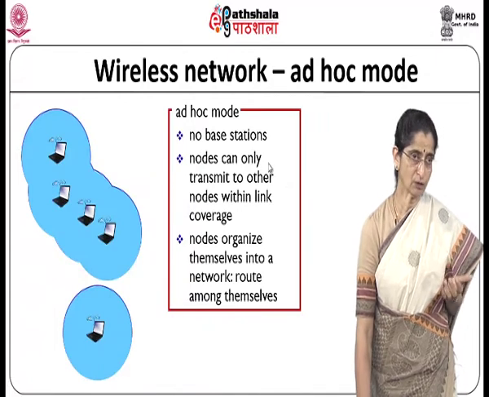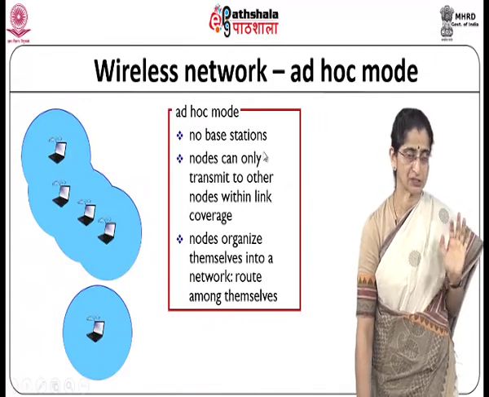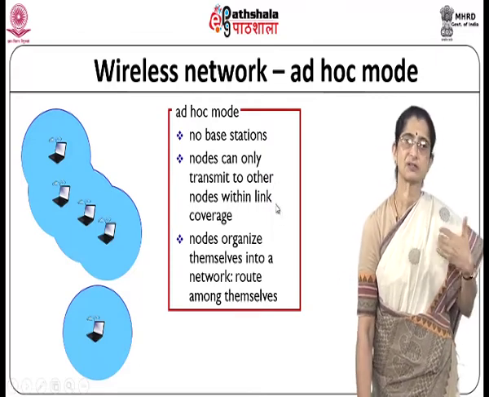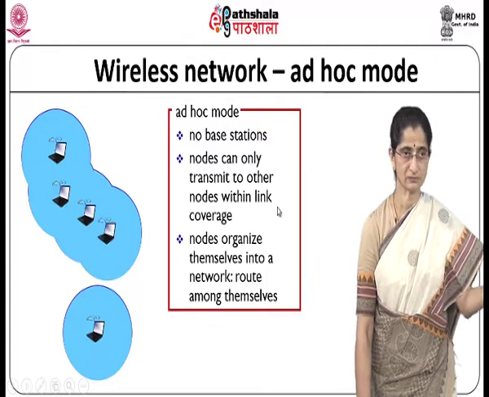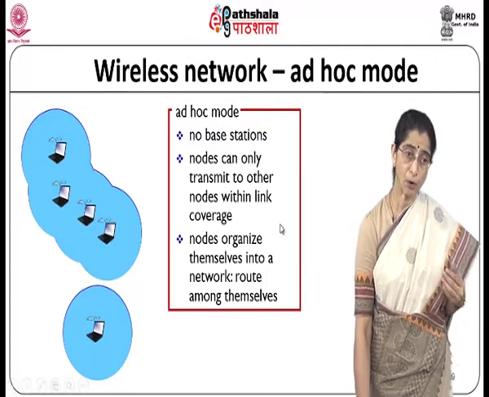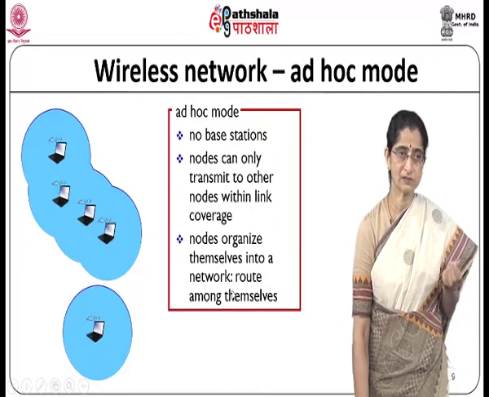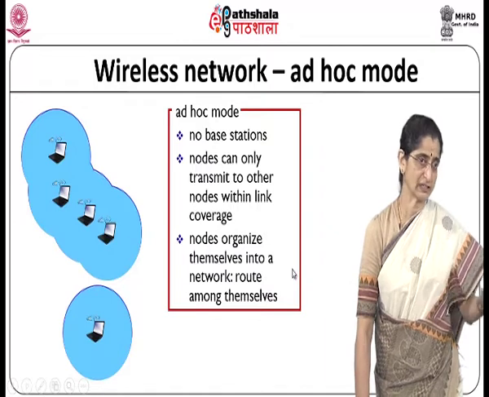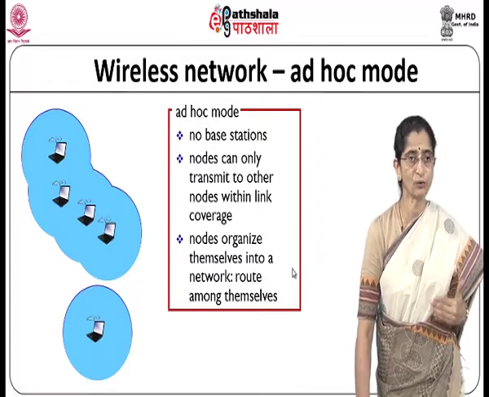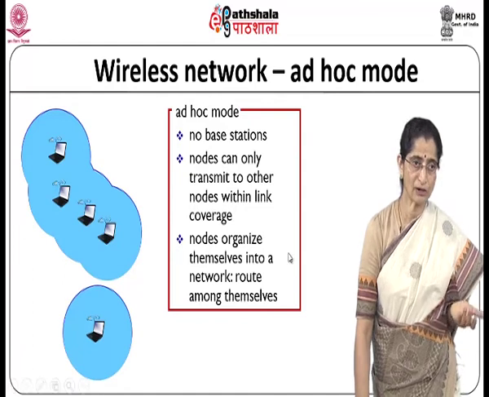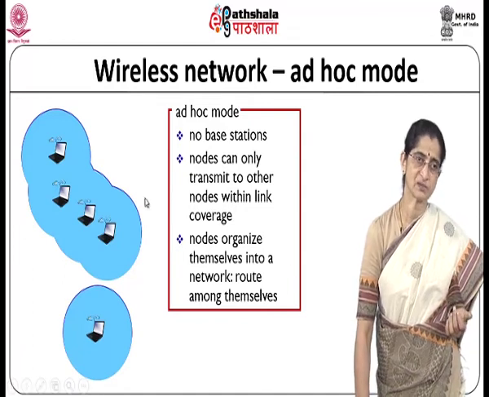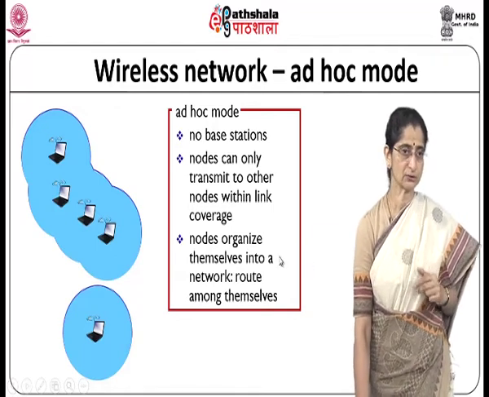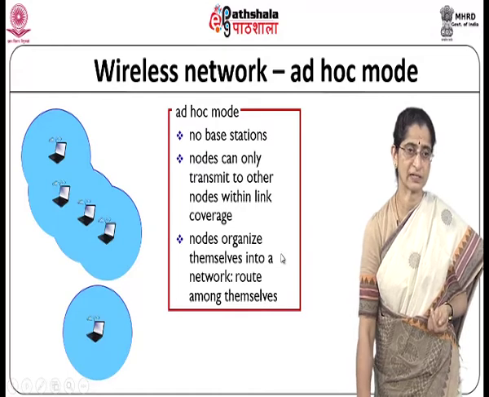When we talk of an ad hoc mode of operation, here there are no base stations. There is no specific infrastructure available as such. Which means the nodes can just transmit to each other when they are within the coverage region of one another, or the nodes themselves must organize themselves into some kind of a network, and take responsibility of routing packets among themselves. So a node will act not just as an end node but also as a router. This is called the ad hoc mode, and networks formed in such a manner are ad hoc networks. We talk about mobile ad hoc networks and so on. So these are the two different modes in which wireless networks could be set up.